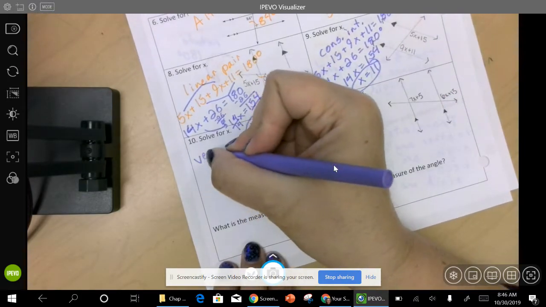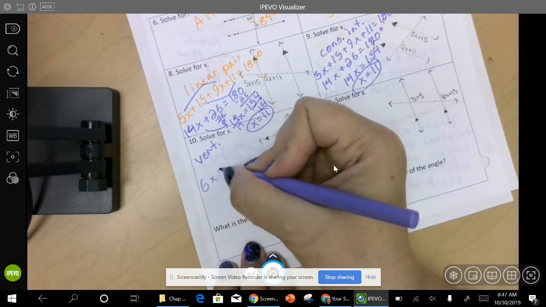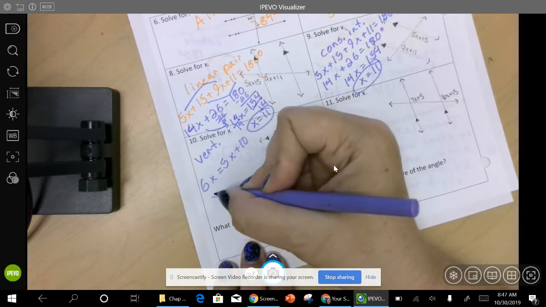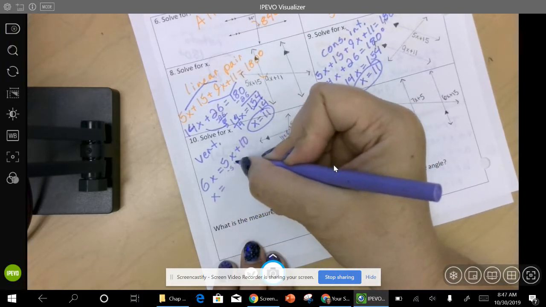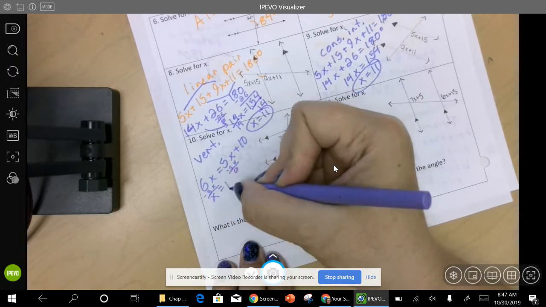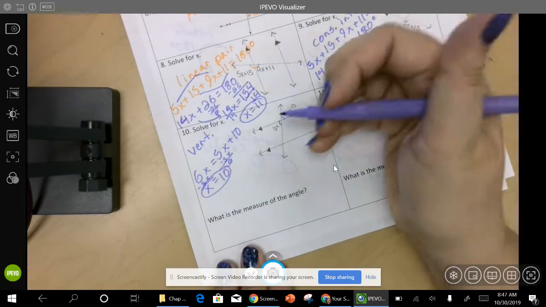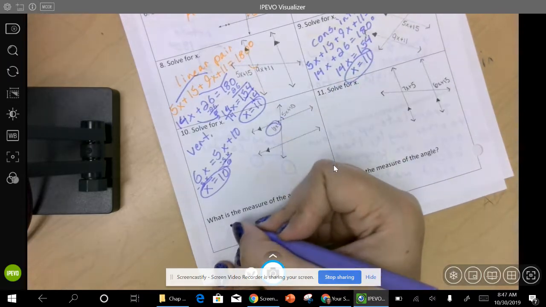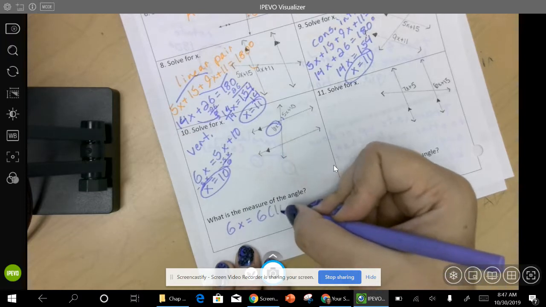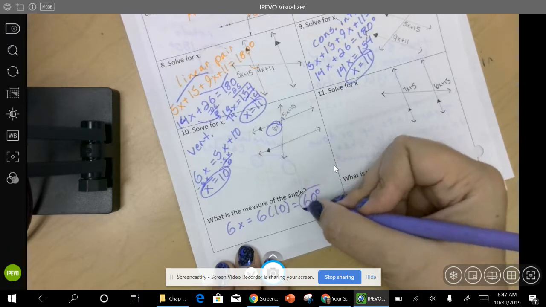So these are vertical angles. We're going to set those two equal to each other. Subtract 5x from each side. So x is equal to 10. What's the measure of the angle? I'm going to pick either one. So 6x is equal to, I substitute in 10. 6 times 10 is 60.